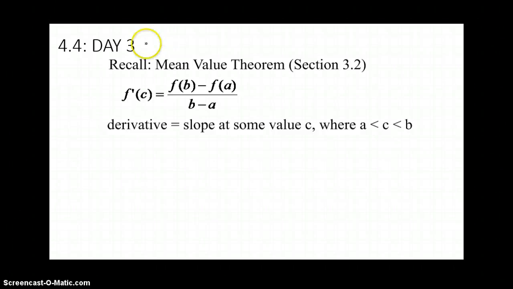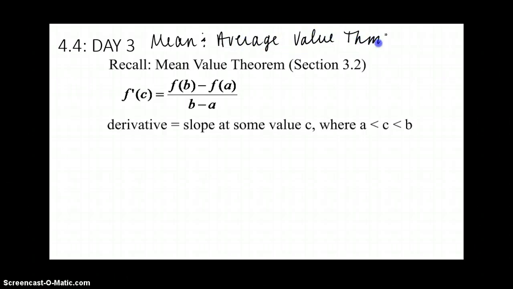Alright, 4.4, day 3, the mean and average value theorems. So we've looked at the mean value theorem for derivatives, and that was back in section 3.2. And that said somewhere the derivative of the function was equal to the slope of the secant line connecting the endpoints of the function.